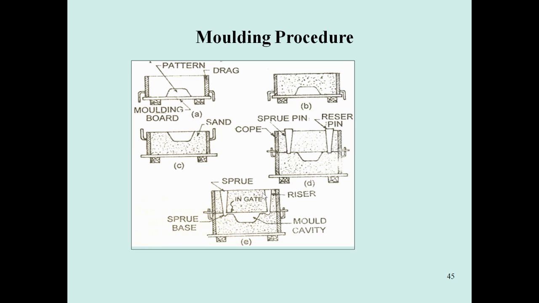Next, in the last figure, that is E, there are gates in this figure, for both sides, that is for the razor pin side and screw pin side, to flow the molten metal into the mold cavity. In this figure we can show all the molding procedure.